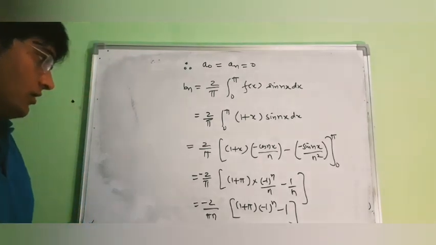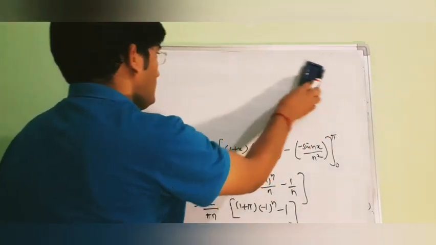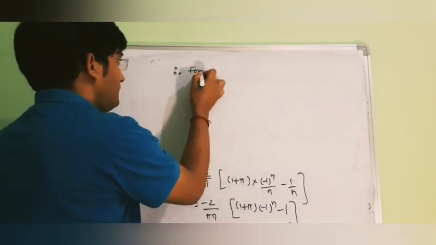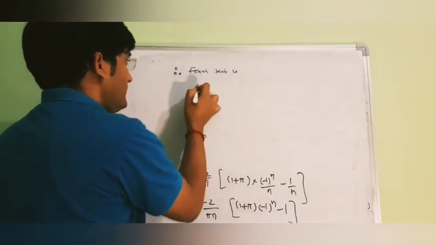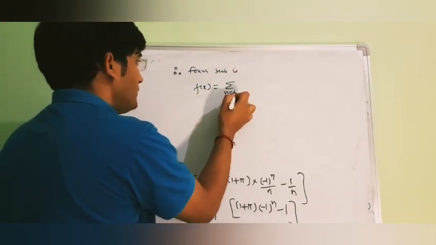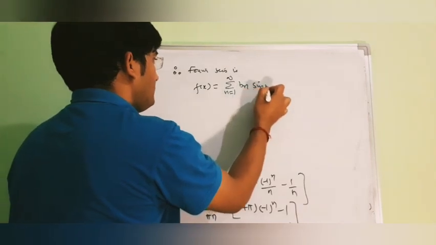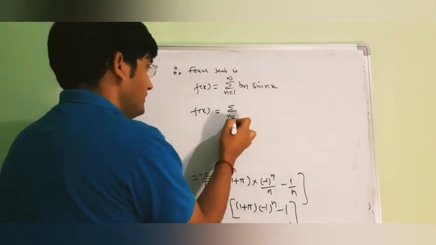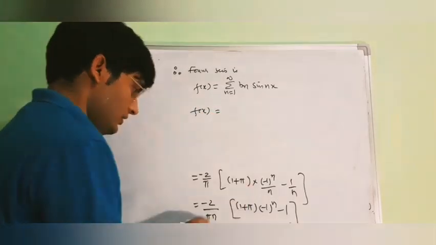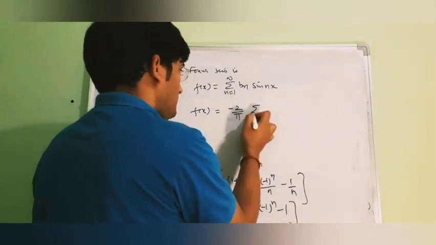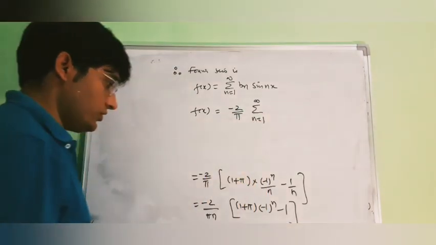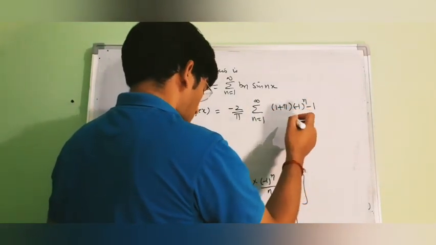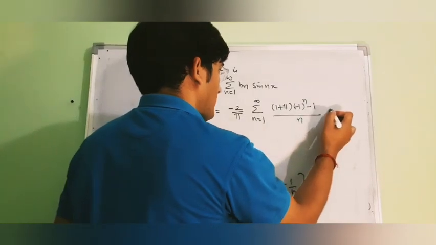Now our Fourier series is fx equal to summation n equal to 1 to infinity bn sine nx. Therefore fx is equal to summation n equal to 1 to infinity. Our bn is, we can take minus 2 upon pi common, then in the bracket we will have summation n equal to 1 to infinity 1 plus pi minus 1 to the power n minus 1 divided by n sine nx.